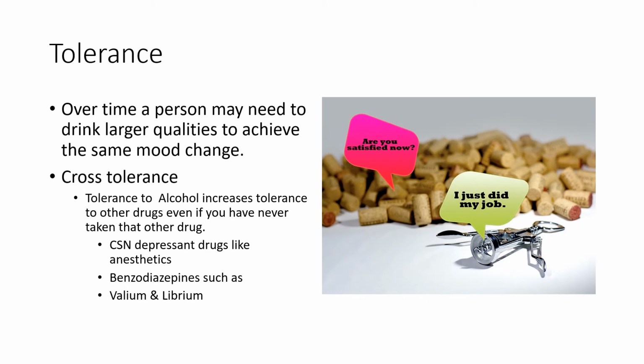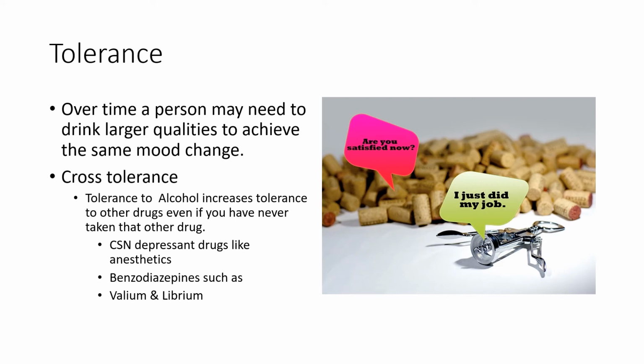Tolerance is an important part of understanding drug and alcohol use, abuse, and recovery. Over time, a person may need to drink larger quantities of alcohol to achieve the same mood change. Or, if they drink the same amount, it has less and less of an effect on them. There's also a thing called cross-tolerance.